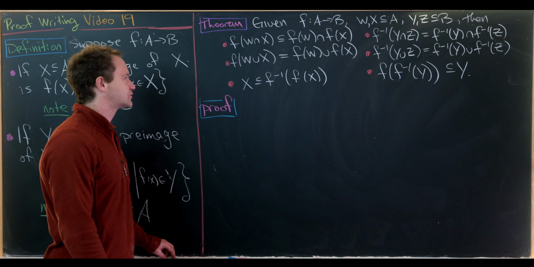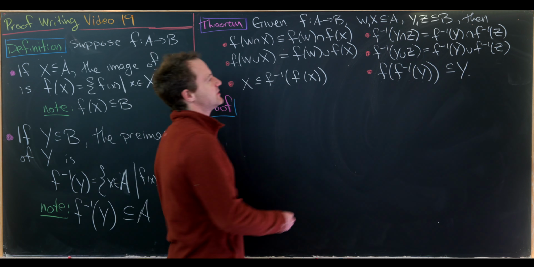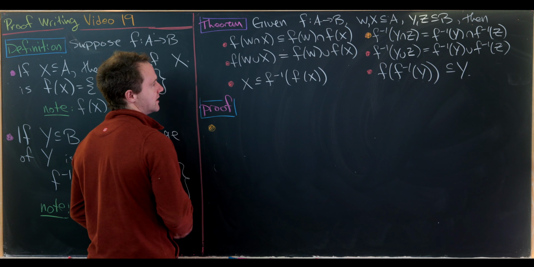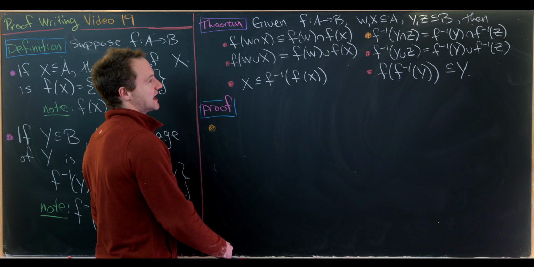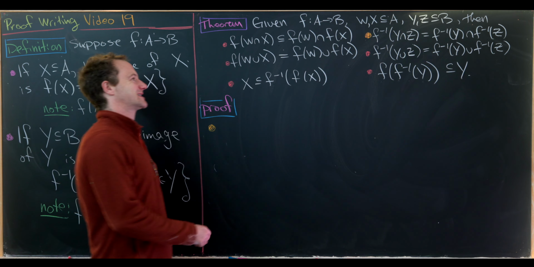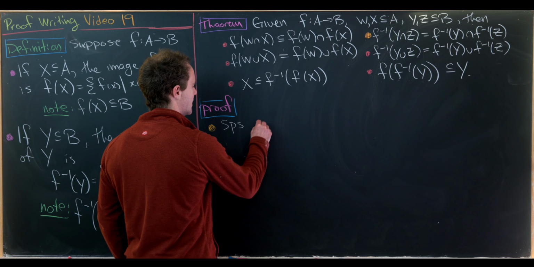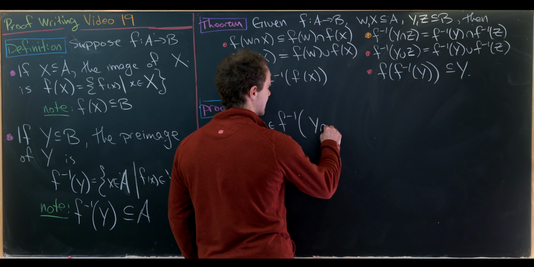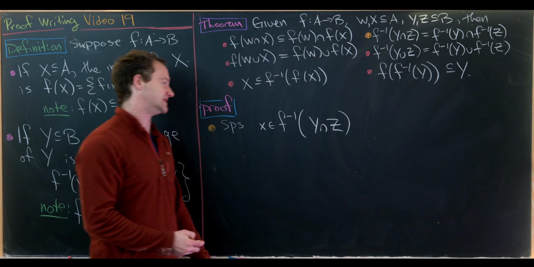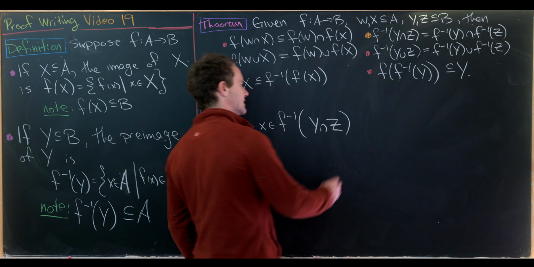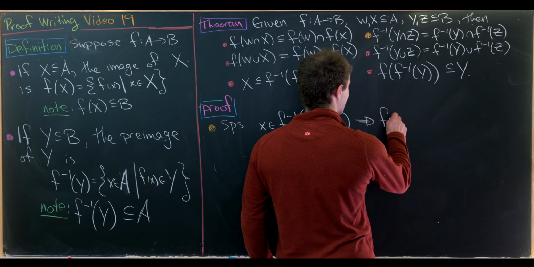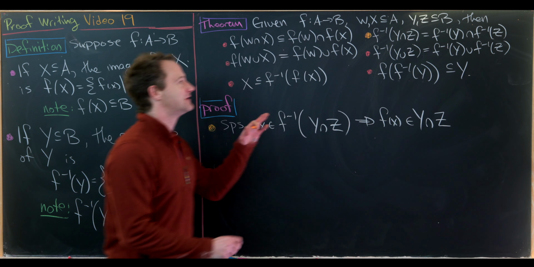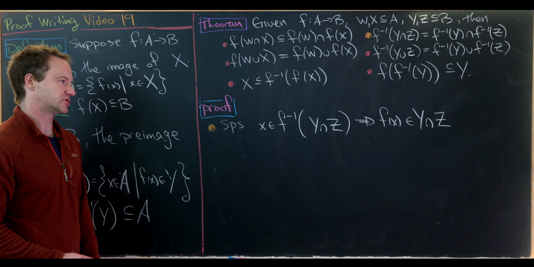Okay, so let's see which one of these we should do. So let's maybe do this one first, and then we'll do one more. So let's see, how do we want to do this? Well, with double set containment. So let's suppose that little x is an element of the preimage of y intersect z. But what does it mean to be in the preimage? Well, that means if you apply f to little x, you land in y intersect z. That's exactly what it means to be in the preimage.